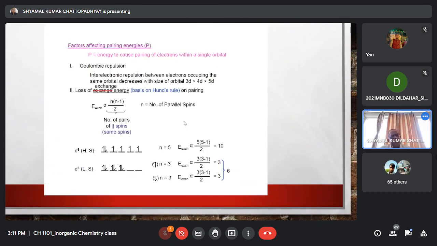Next question is, what is pairing energy? What contributes to the pairing energy? Now, pairing energy has got two components.